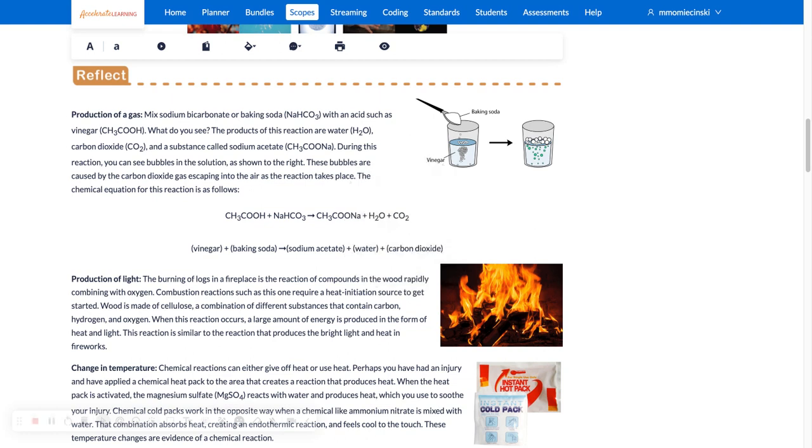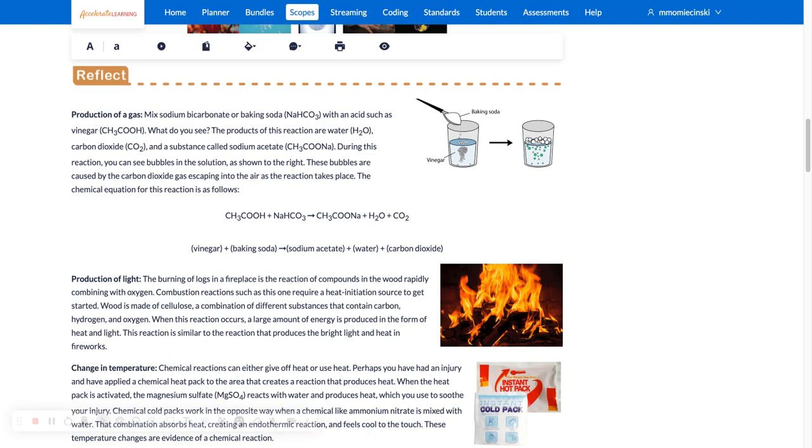Production of gas. Mix sodium bicarbonate, or baking soda, with an acid such as vinegar. What do you see? The products of this reaction are water, carbon dioxide, and a substance called sodium acetate. During this reaction, you see bubbles in the solution, as shown to the right. These bubbles are caused by the carbon dioxide gas escaping into the air as the reaction takes place.